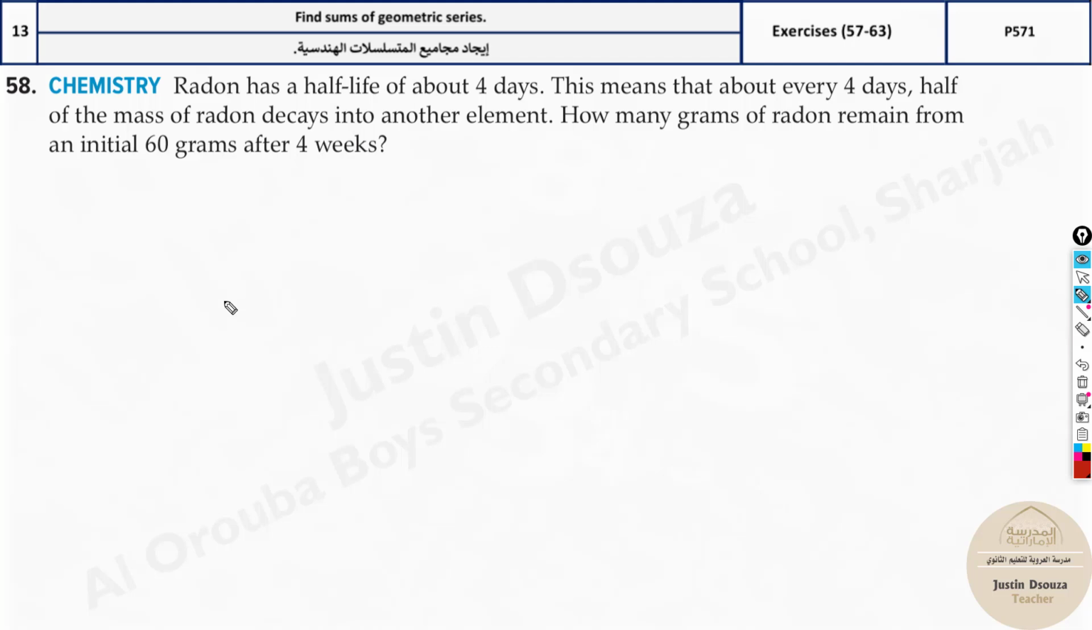This real world problem is on chemistry. Radon has a half life of 4 days. This means that for about every 4 days, half of the mass of radon decays into another element. Now, see, half of the mass is decayed. That means what is the r value? It is 0.5. 50% is gone, right? So 0.5 is equal to r.